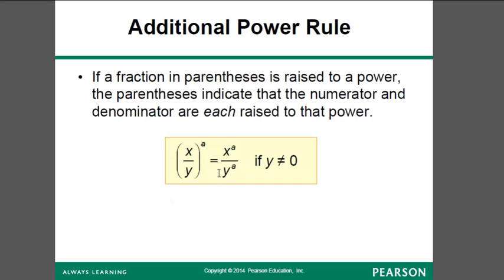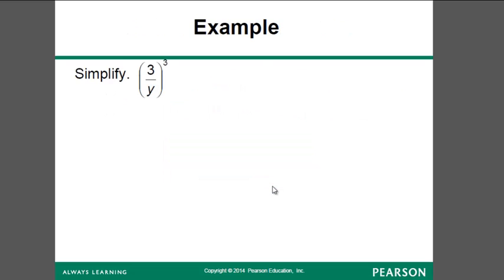There's an additional power rule that works the exact same way as when we were multiplying, this time with division. It says the same thing. If I have x divided by y, all raised to the a power, I get x to the a divided by y to the a. I'm distributing my exponent to everything inside the parentheses. Again, this only works if it's strictly division or multiplication.